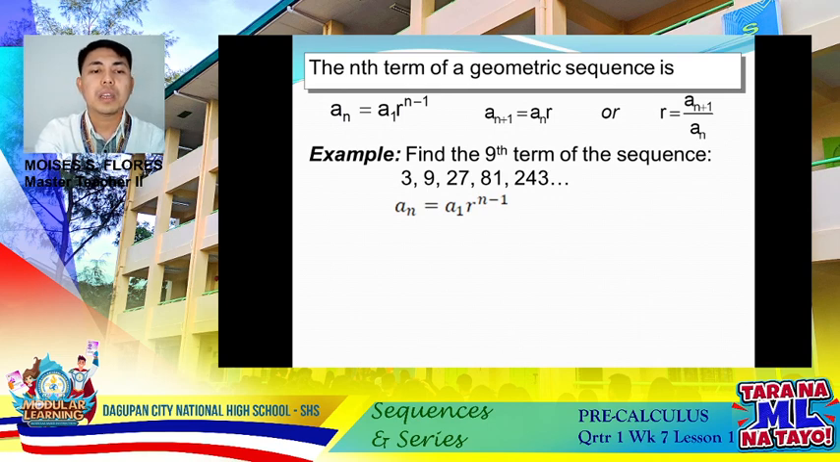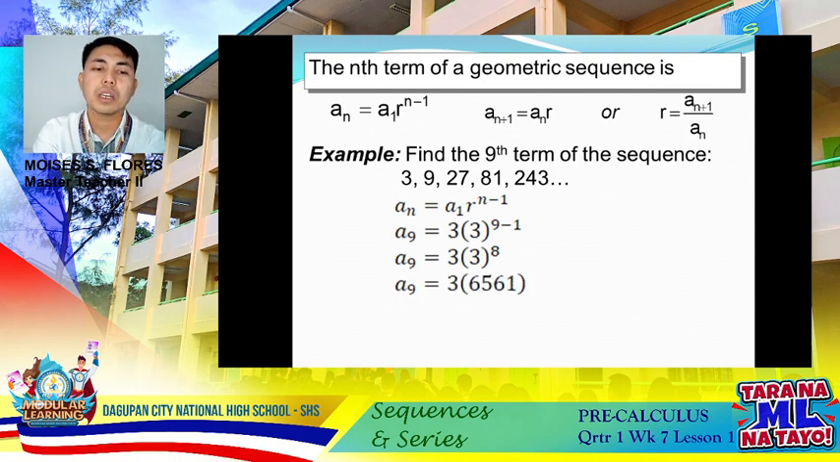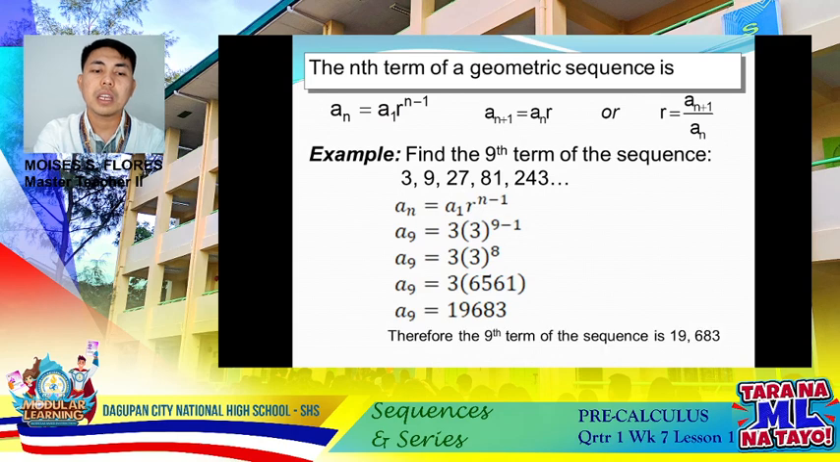So from our formula, a sub n equals a sub 1 times r raised to n minus 1, substitute. Your a sub 1 there is 3, your r there is 3, then n is 9 minus 1. Simplify further: we have 3 times 3 raised to 8. 3 raised to 8 is 6,561, times 3. So we have 19,683 as our ninth term. Again, the ninth term there is 19,683. That is all about geometric sequence.